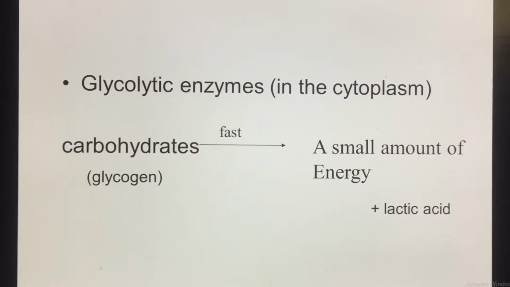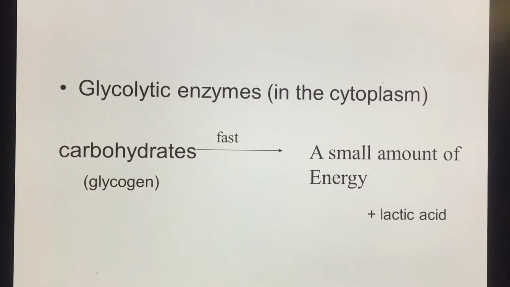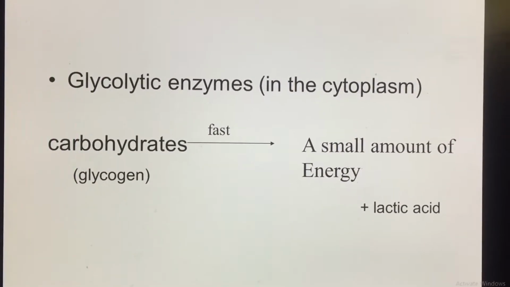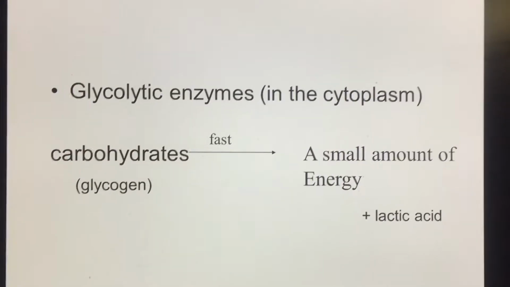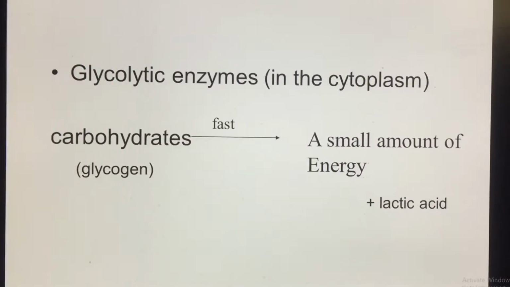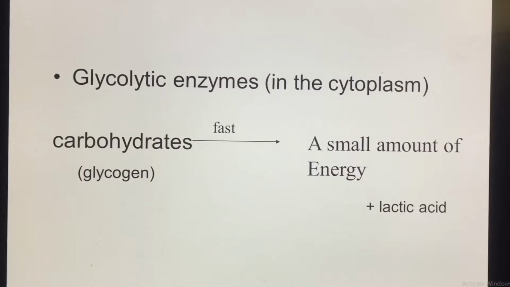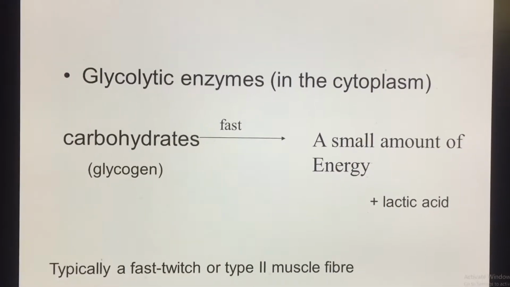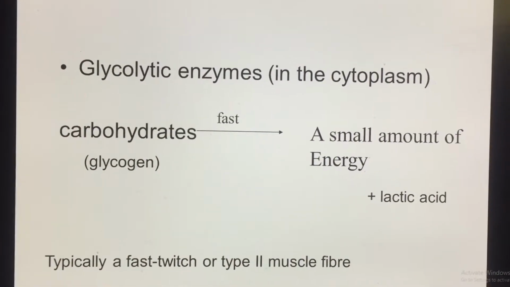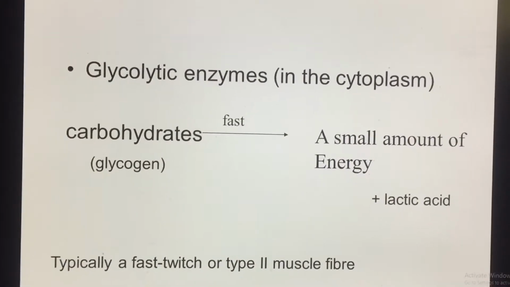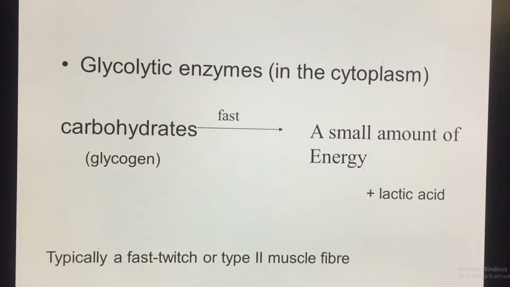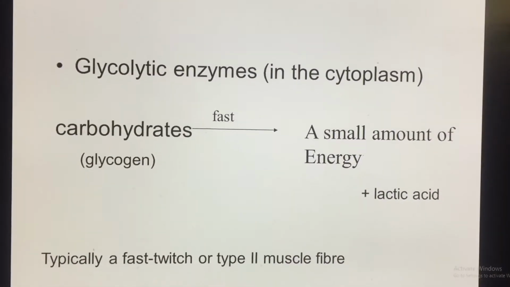A metabolic byproduct you get when you break down carbohydrates is lactic acid. That's the burning sensation that you get when you do high intensity exercise for short durations because of that lactic acid buildup. And this is typically in a fast twitch fiber or a type 2 muscle fiber. So these enzymes are high in a fast twitch or type 2 muscle fiber.